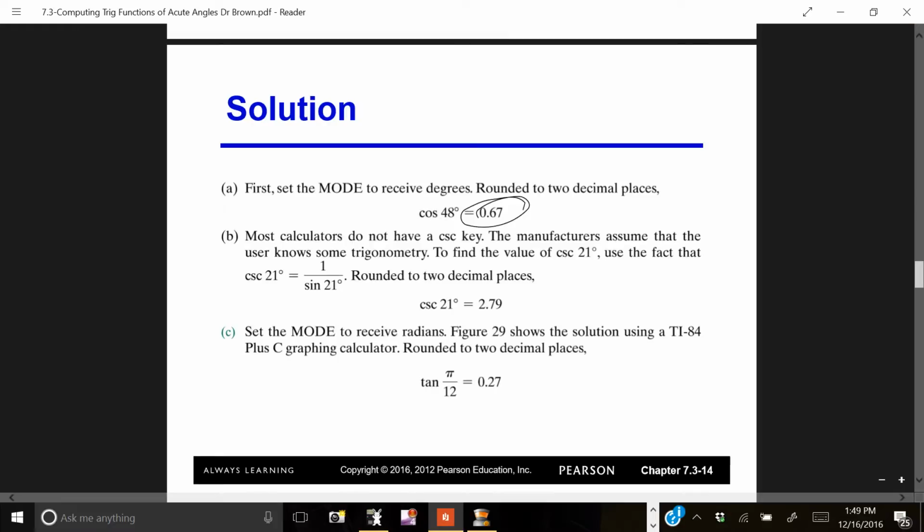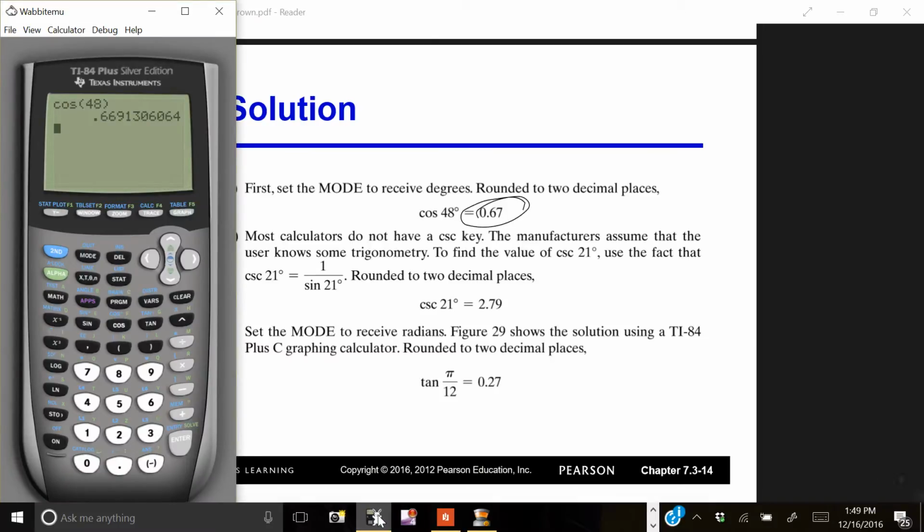Now we're asked to do cosecant of 21 degrees. Most calculators do not have a cosecant key, so we need to realize that cosecant is 1 over sine. So we now calculate 1 divided by sine of 21 degrees. Hit enter, and we get 2.79 to the nearest hundredth.